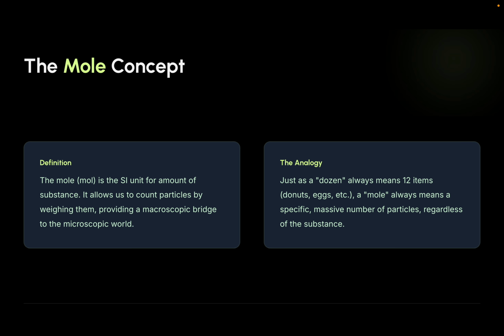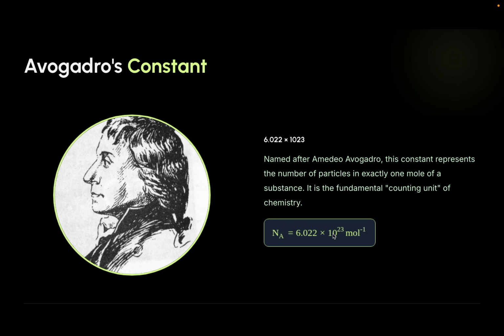So an analogy, probably one of the best I could find: when I say I have a dozen of something, if I just say I have a dozen eggs, I have 12 eggs. I have a dozen donuts, I have 12 donuts. I have a dozen bicycles, I have 12 bicycles. If I say I have a mole of something, you know that I have this number of that thing. If I say I have a mole of eggs, that's a lot of eggs. If I have a mole of bicycles, I have that many bicycles. I have a mole of houses, that means I have that many houses.